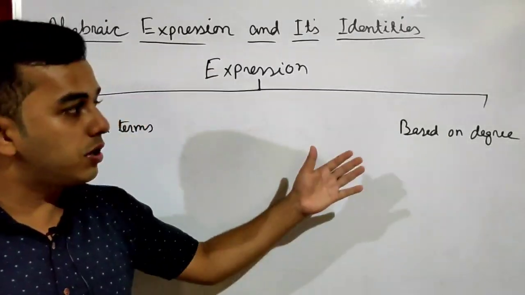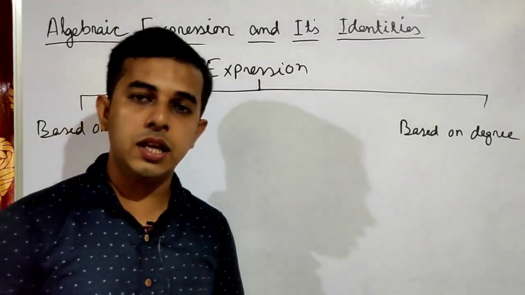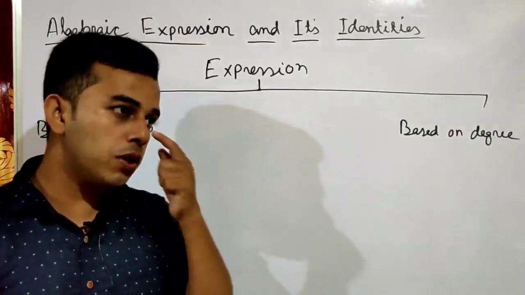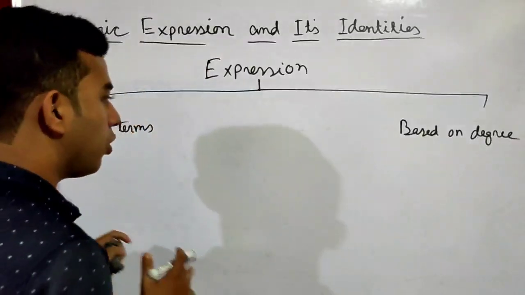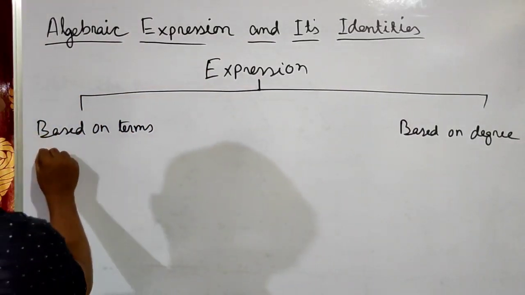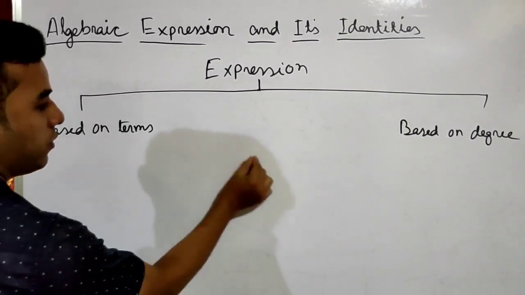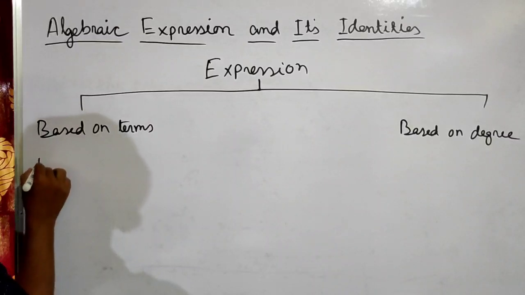Okay, now based on degree, if degree is one, it is known as linear. If degree is two, this is known as what? Quadratic. If degree is three, this is known as cubic. Okay, so now we'll take the examples of expression. If one term, then it is known as monomial.